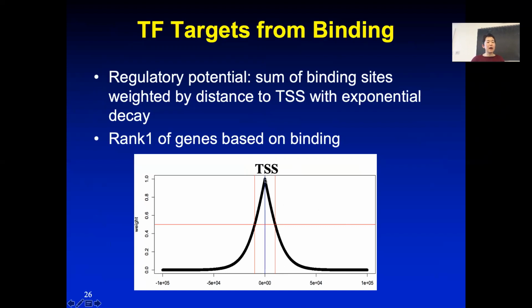Based on this, we can rank all the genes. We say, okay, this one has very good binding evidence. The second gene has lower binding evidence. The third gene has okay binding evidence. This way we can create a rank order of all the genes just based on binding.